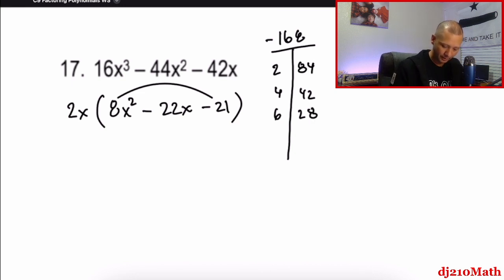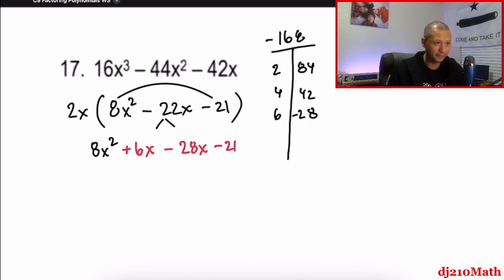So one of them has to be negative because the 22 is negative. It's going to go on the big one. So this means 8x squared plus 6x minus 28x minus 21. Right, we split up this negative 22 in a very specific manner. Okay, split it down the middle.